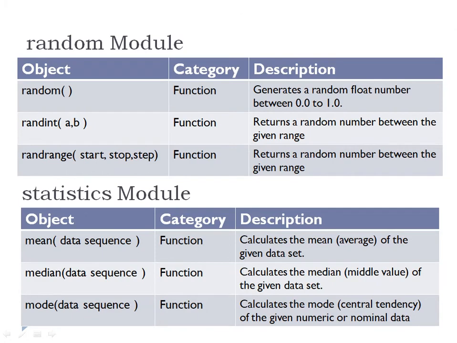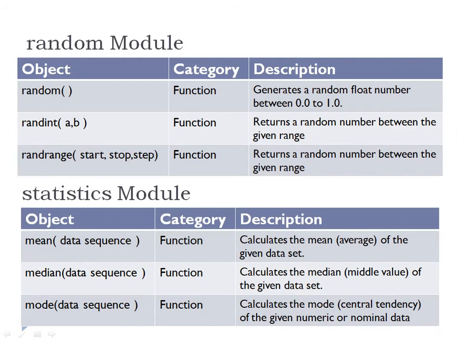The next module is the random module. This module deals with the generation of random numbers. What are random numbers? The numbers that do not have a particular pattern amongst them. If they have some pattern, they are not random numbers. So let us discuss the functions. The first function is random with no arguments. It generates a random float number between 0 and 1.